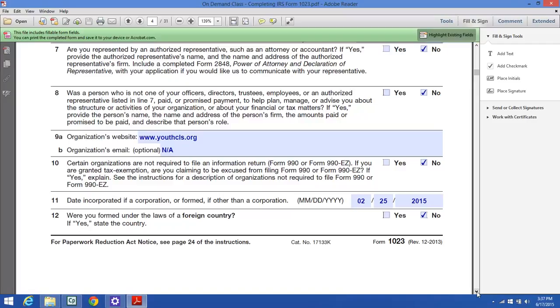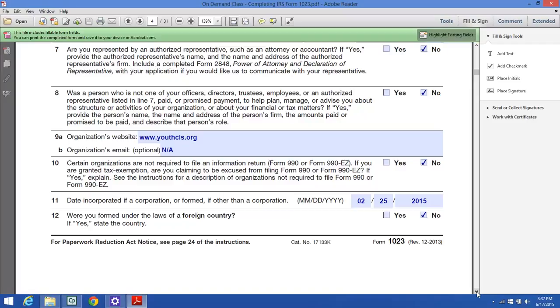Number 11, the date of incorporation, if you are a corporation. So you are going to be a 501c3 nonprofit corporation, so once you submit your articles of incorporation to the Secretary of State office, the Secretary of State office will send you your articles back with a stamp on them to state that they have been approved. And the date that's listed on that stamp is the date that you would put in number 11 here.